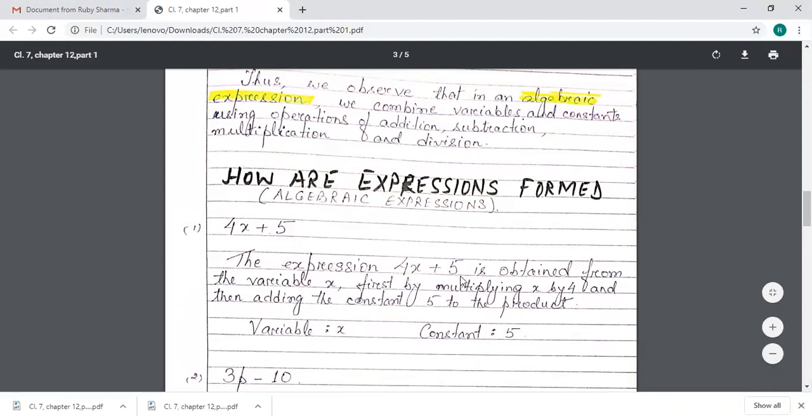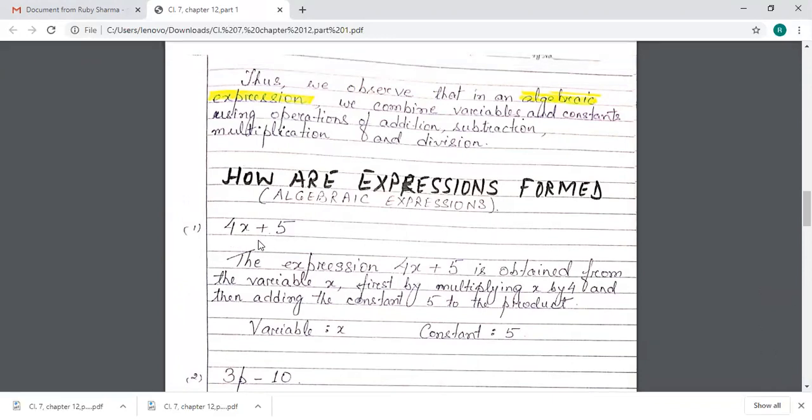4x plus 5 is obtained by first multiplying x by 4, and then the constant 5 is added to the product 4x. So the variable here is x and the constant here is 5. Now you may wonder why 4 is not a constant here. As I told you before, this is completely dependent on the value of x. So 4x will keep on changing if the value of x changes. Hence, the constant is 5, which will not change. So the constant is 5 and the variable is x in this case.